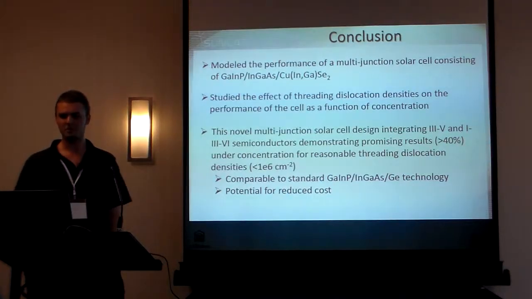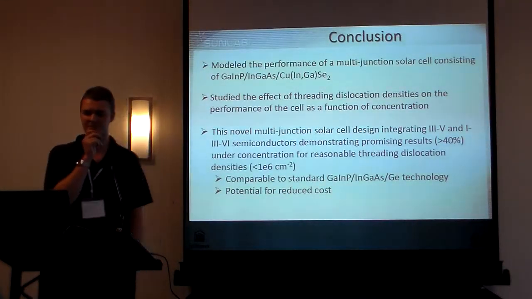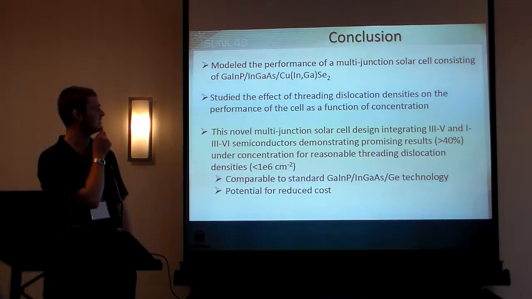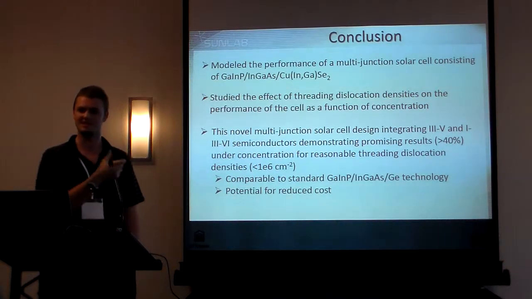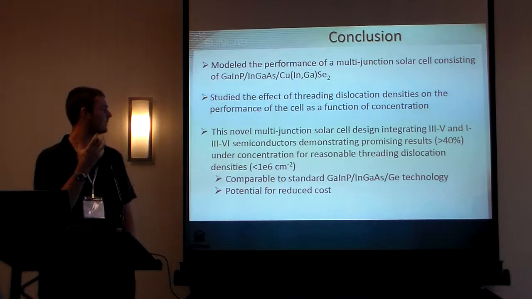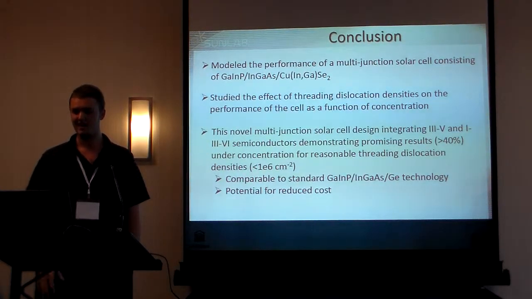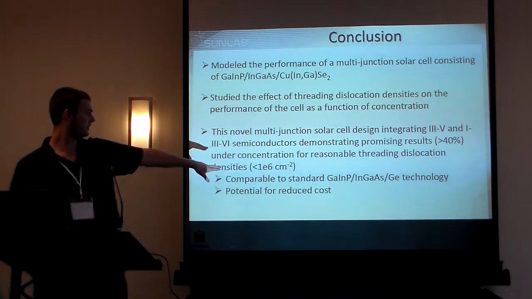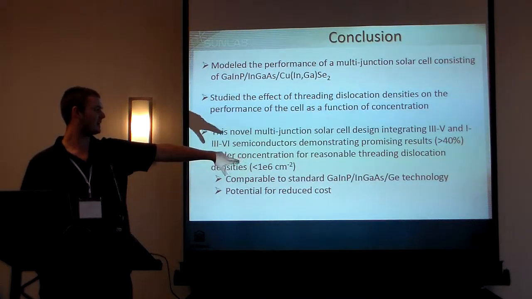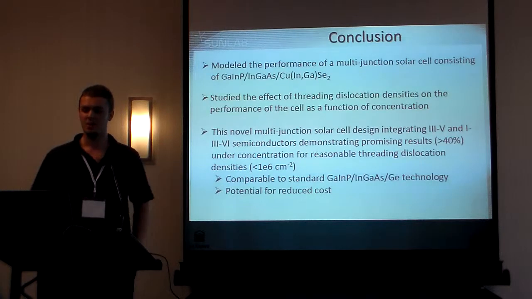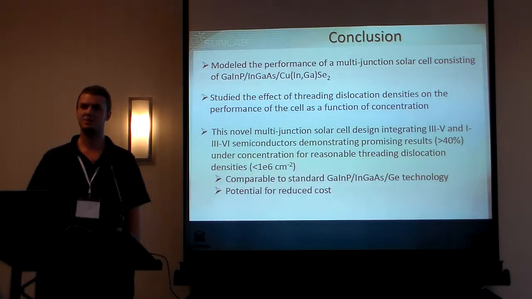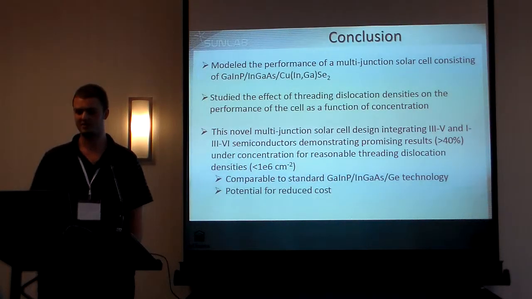So in conclusion, we have modeled the performance of a multi-junction solar cell consisting of InGaAs and SiGe instead of germanium. With that model, we have studied the effect of threading dislocation density, and we could obtain results comparable to standard InGaAs germanium technology. But by using SiGe, we would potentially have a reduced cost.